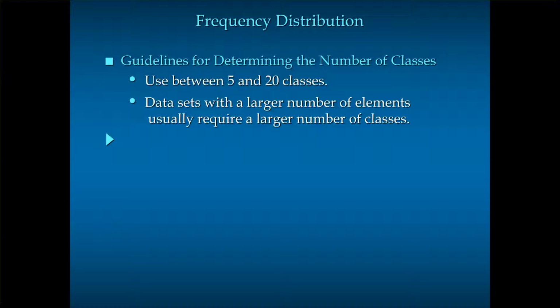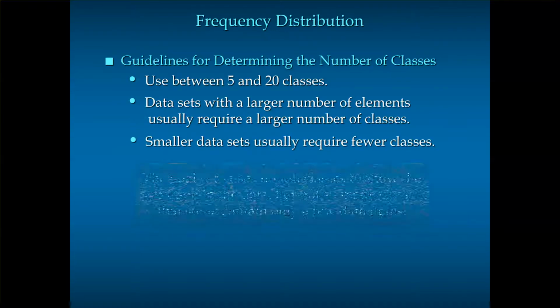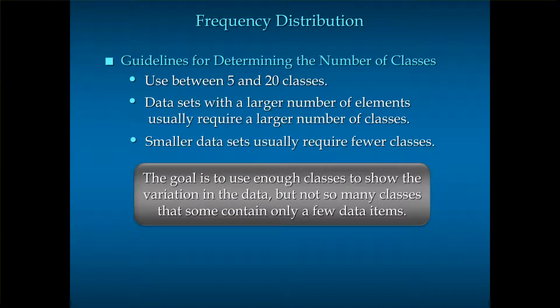A data set with a large number of elements usually requires a larger number of classes, and a smaller data set usually requires fewer classes. Generally speaking, the goal is to use enough classes to show the variation in the data, but not so many classes that some contain only a few data items. For instance, if you have 100 observations and you have 90 classes, that kind of definition is useless.